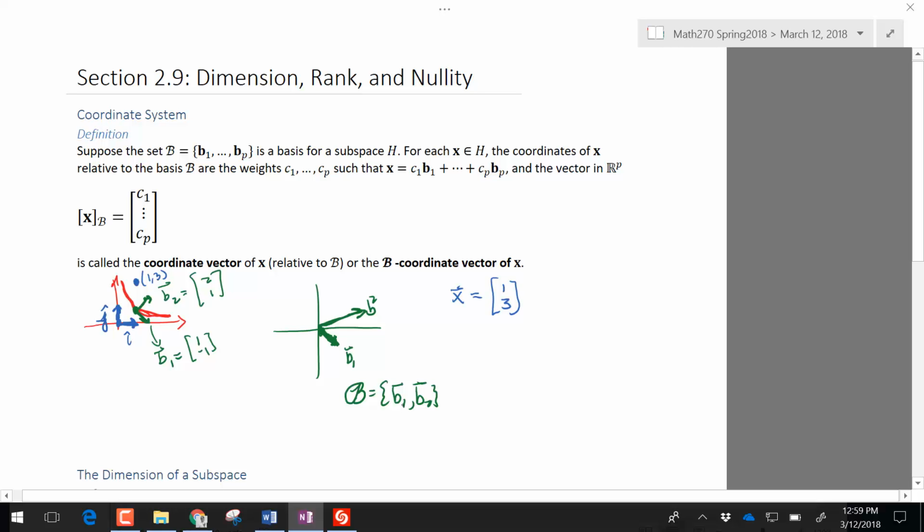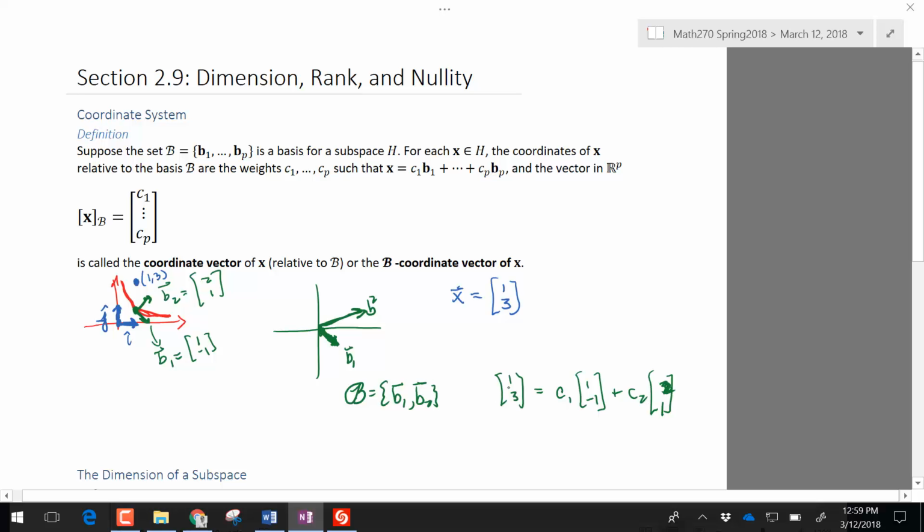So now I have to find weights C1 and C2, so that if I have these two vectors, 1, -1, and 2, 1, yes, thank you, I have to find weights C1 and C2 so that this is going to be the case.